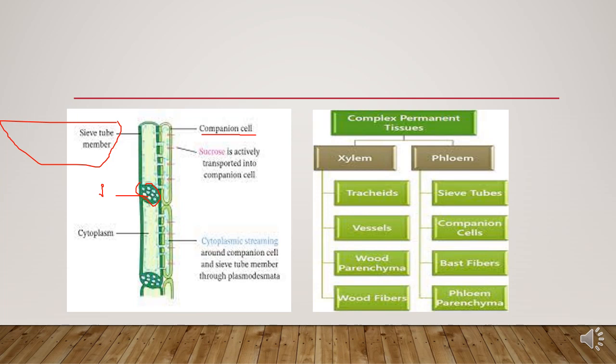One minor difference between the xylem tissue and the phloem tissue is that the xylem tissue contains tracheids, vessels, wood parenchyma and wood fibers. But the phloem consists of the sieve tubes, which we are discussing, and the companion cells. We also have fibers and phloem parenchyma. So let us proceed.